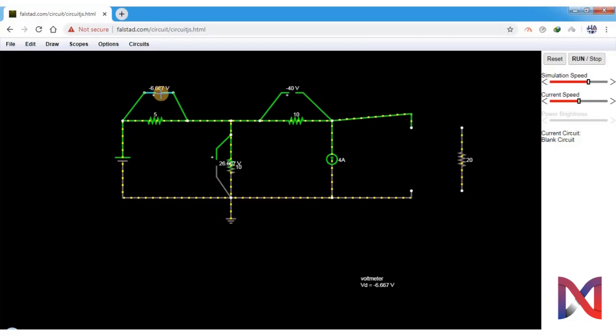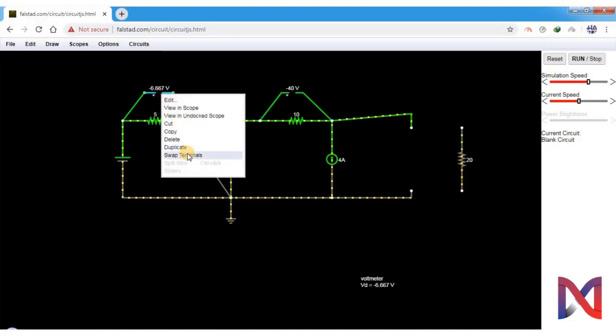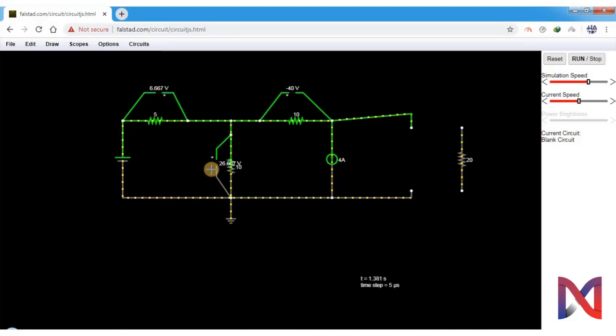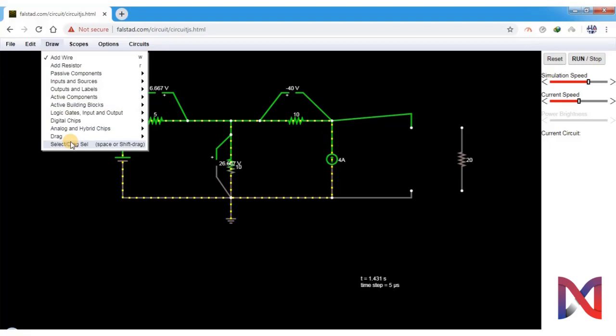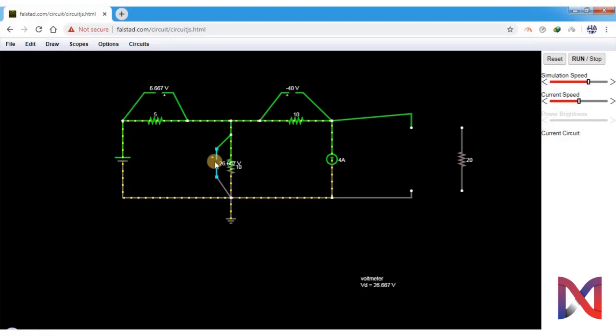Here we are getting negative voltage, so we will swap its terminal. You can see that we are getting voltages in exactly the same manner that we got during our calculations. We have 26.6 volts here, minus 40 volts here at 10 ohm resistance.